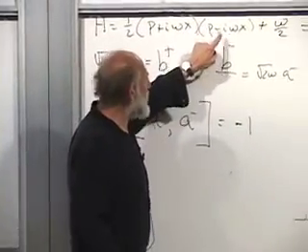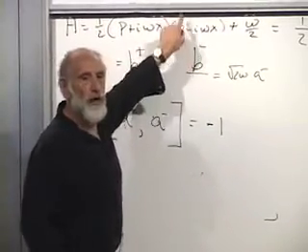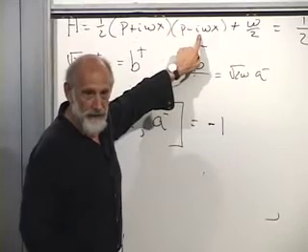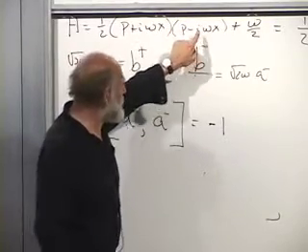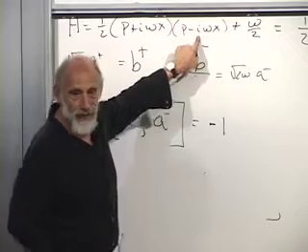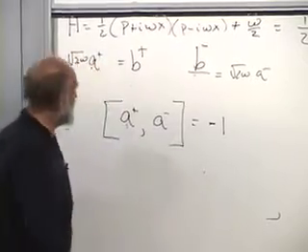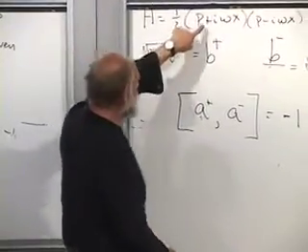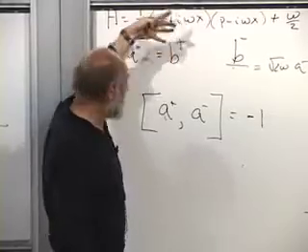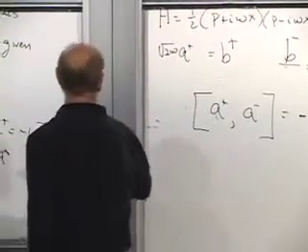There's an easy way to tell. If this is A minus, it should annihilate the ground state, which it does. So this is A minus. Okay, end of story. So this one must be A plus, or B plus. Doesn't matter.